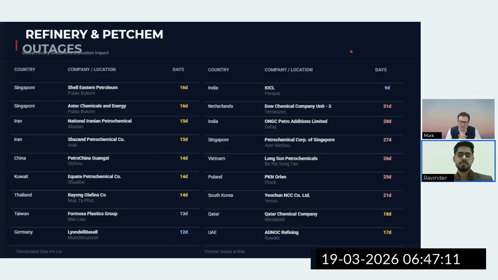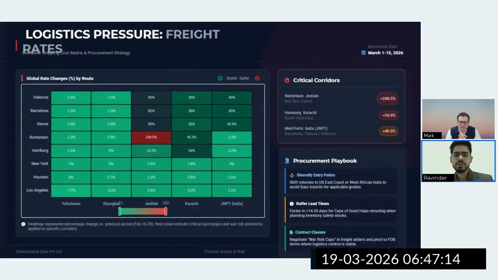So now let's come to the other logistics part. Now let's see logistics and freight. As you can see in the freight wall, freight costs have risen significantly in major trade routes, especially Rotterdam and Jeddah. If you see here, the red dot in between, where the freight has risen by around 250%. This is huge. Saudi Arabia is observed to be the highly affected country in terms of freight.